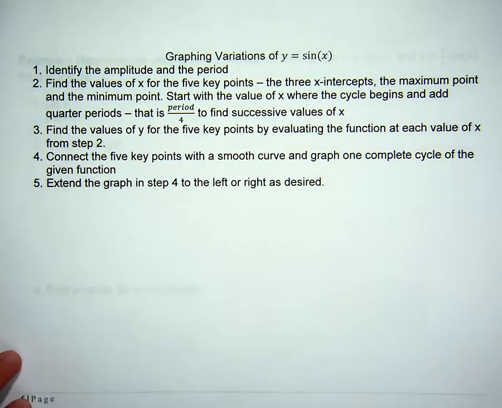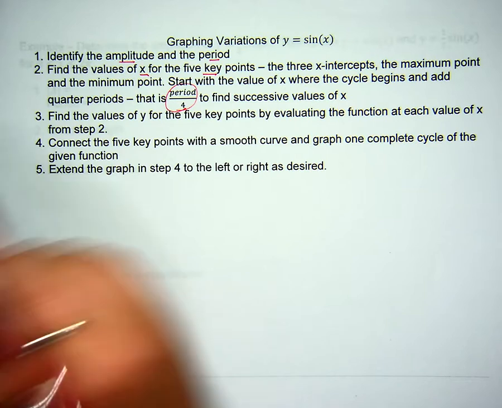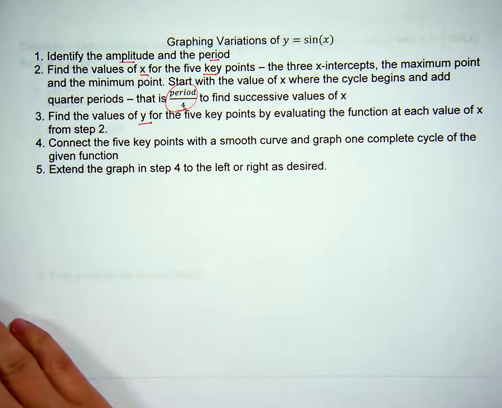So, in graphing variations of the sine function, first you identify the amplitude and the period of the function we're talking about. Next, find the x values for the 5 key points. That means you have to find your quarter length. Next, find the y value for each of your 5 key points. Next, connect the 5 points with a smooth curve. And lastly, extend if need be. Let's look at an example.